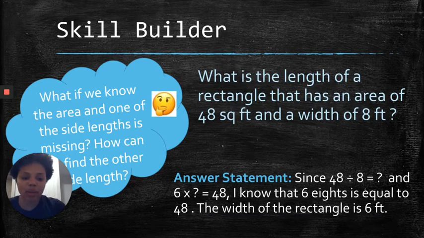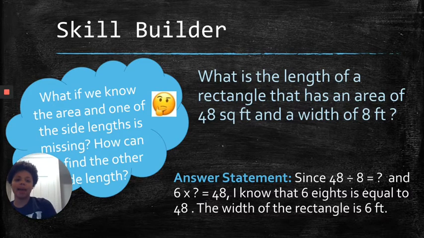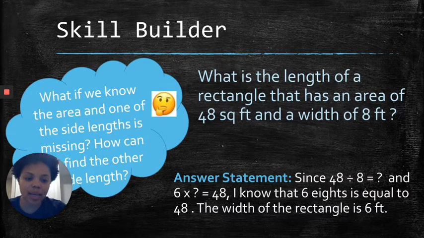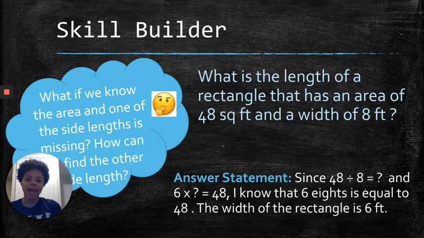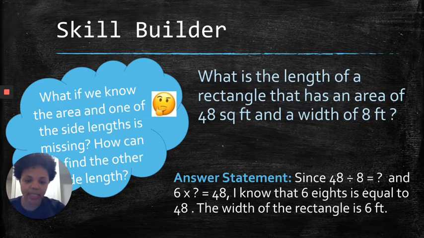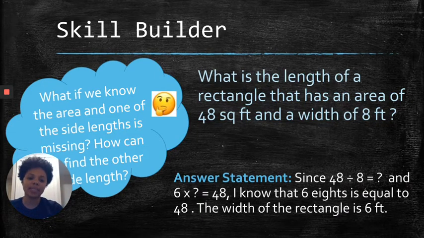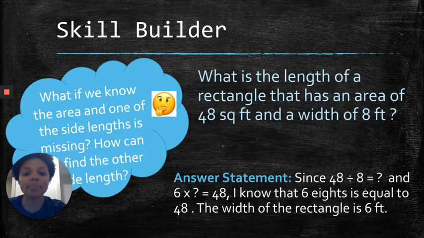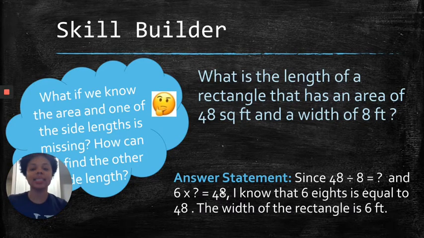So now that we've drawn the model and we have proven how many groups of 8 equal 48, we can write an answer statement. So our answer statement would be, since 48 divided by 8 equals question mark, and 6 times the question mark is 48, I know that 6 eighths is equal to 48. The width of the rectangle is 6 feet.